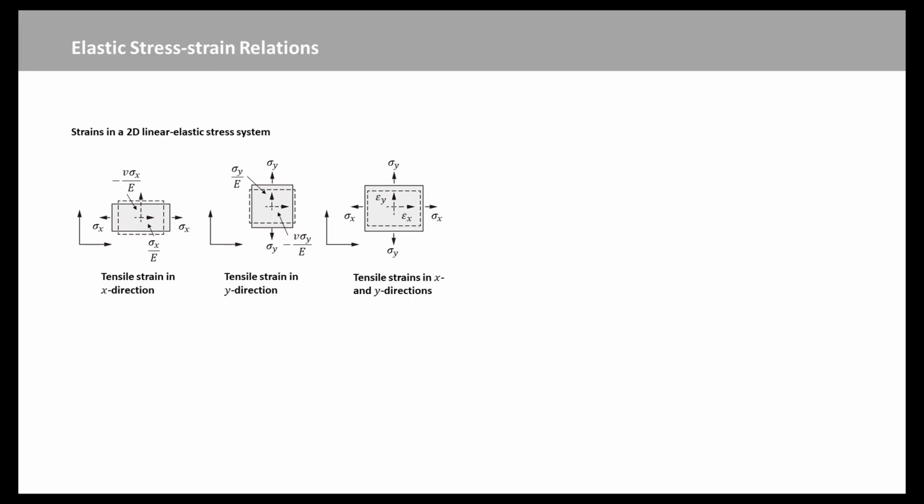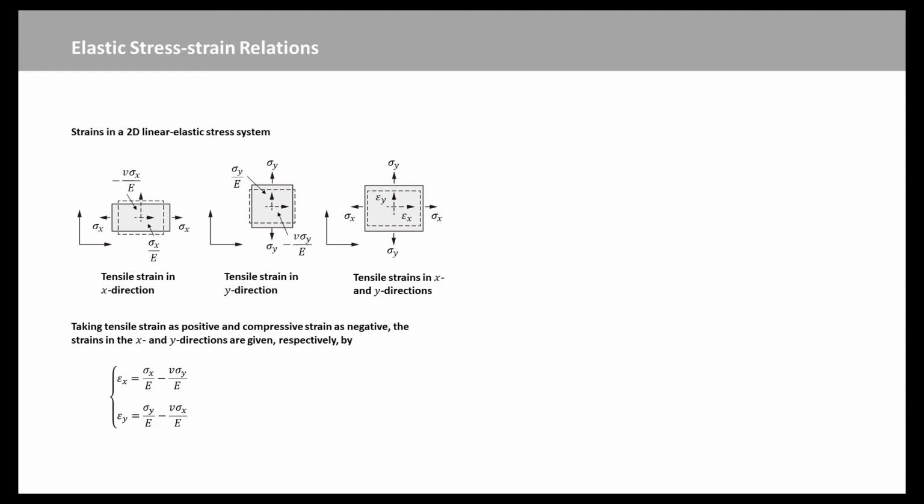If the element is subject to a tensile stress sigma y in the y direction as in the middle picture, the compressive strain in the x direction is negative nu times sigma y over E. The tensile strain in the y direction is sigma y over E. These elastic strains are small, and the state of strain due to both stress sigma x and sigma y acting simultaneously, as in the right-hand side figure, is found by superposing the strains of the left-hand side picture and middle picture. Taking tensile strain as positive and compressive strain as negative, the strains in the x and y directions are given as these equations.